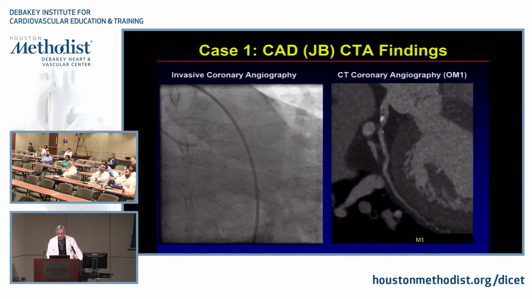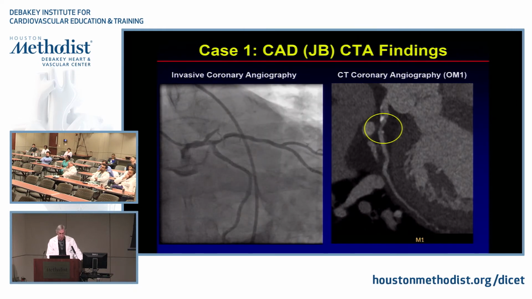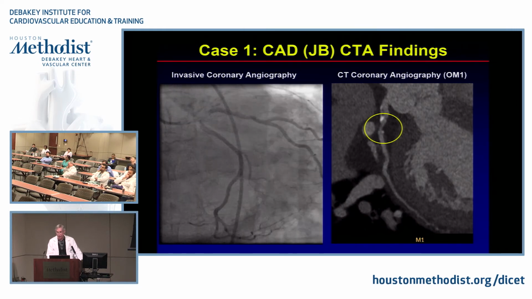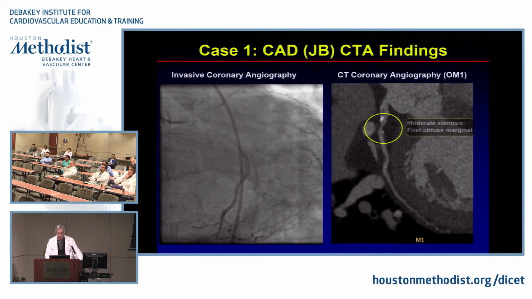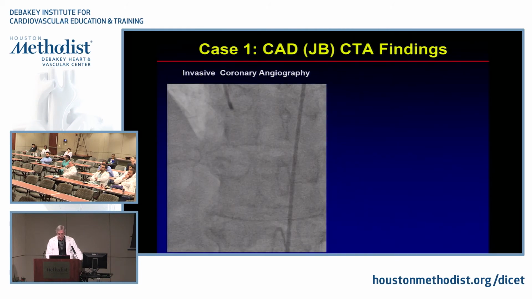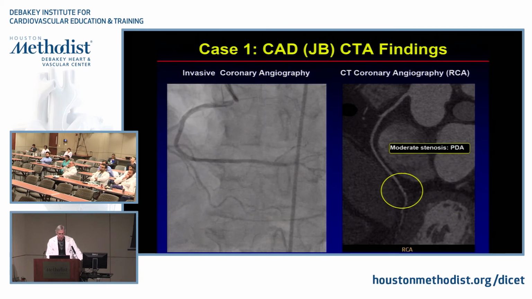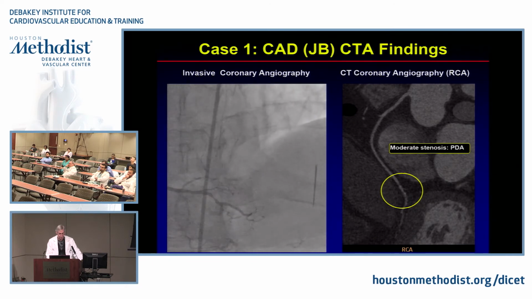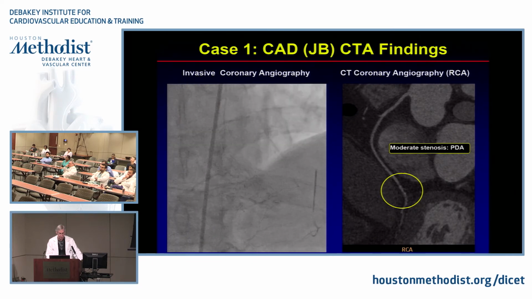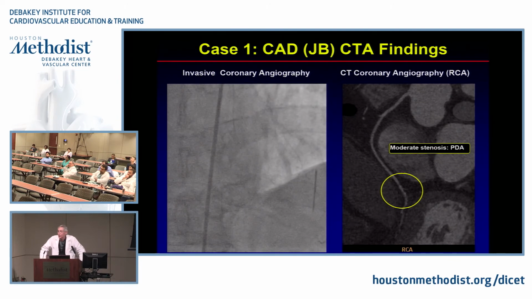This was the circumflex, the OM. As you can see, there is about a 50% lesion there. And just to refresh your memory, there was this lesion here on the invasive angiogram. So moderate stenosis. And again, to refresh your memory, there was a lesion in the right. This is about a moderate 50-60% stenotic lesion. And again, you can see that was also seen here. Whoops. Here, it keeps moving on me, on the cine angiogram.